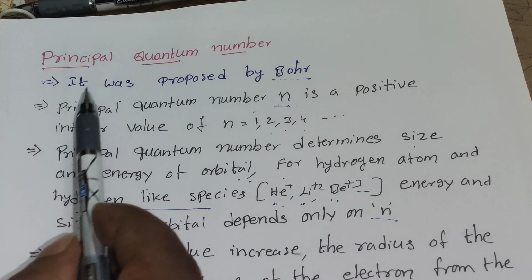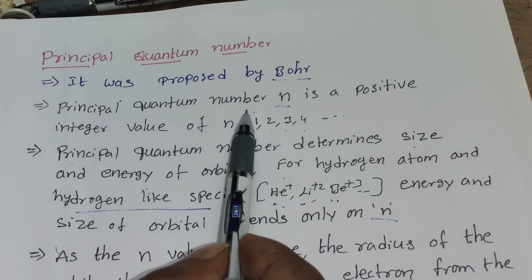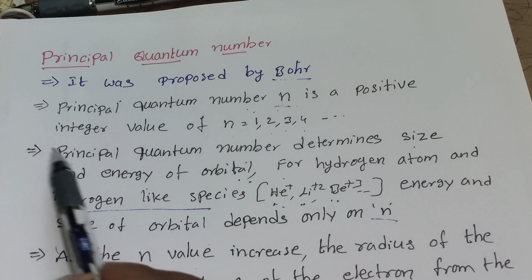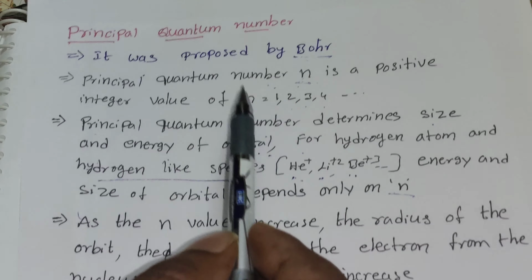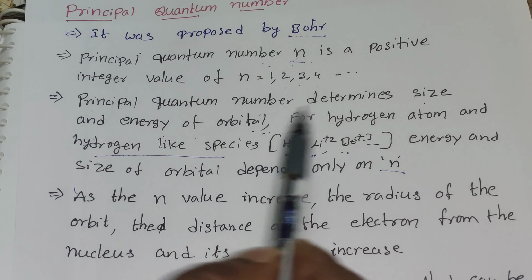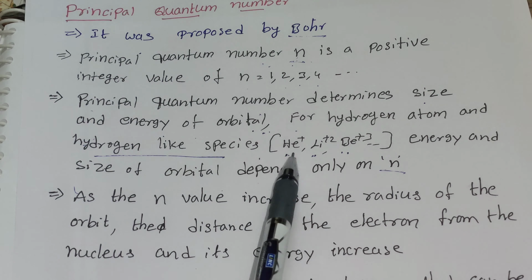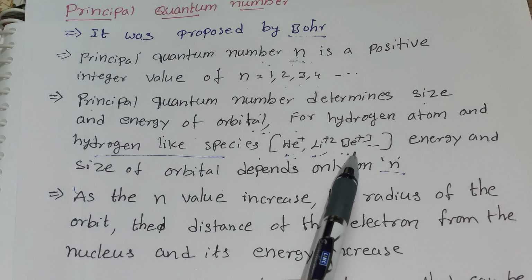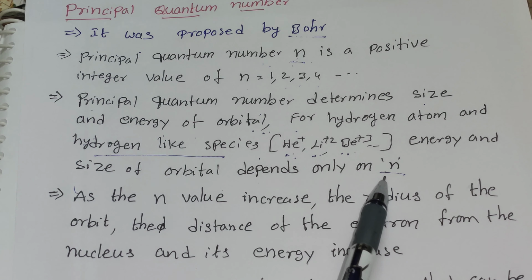The principal quantum number was introduced by the scientist Bohr, and it is denoted by n. It takes positive integer values, that is n equal to 1, 2, 3 and so on. The principal quantum number determines the size and energy of the orbital for hydrogen atoms or hydrogen-like species like He plus, Li plus 2 and Be plus 3, and the energy or size of the orbital depends upon the number of the shell.